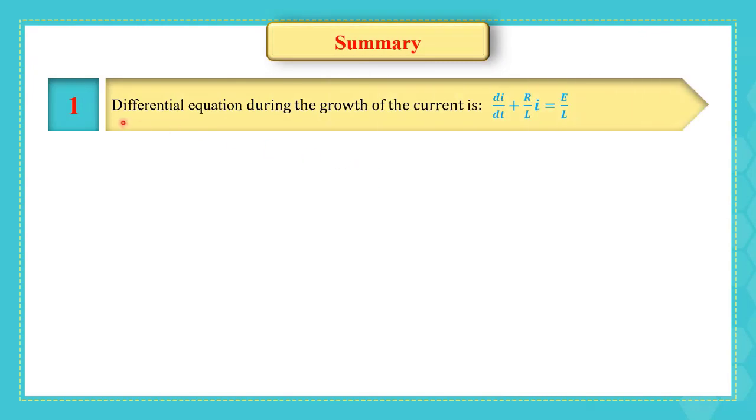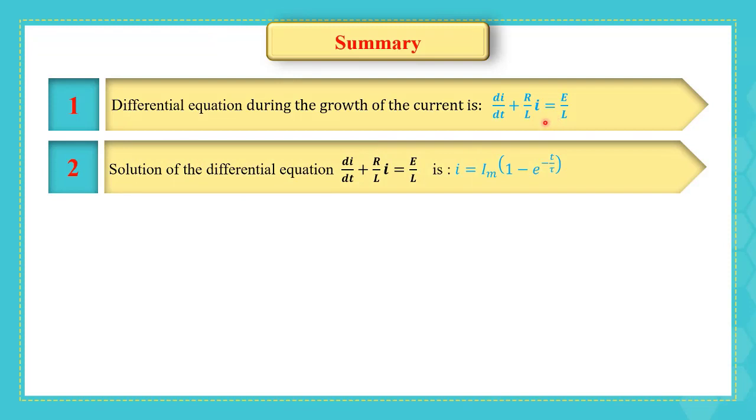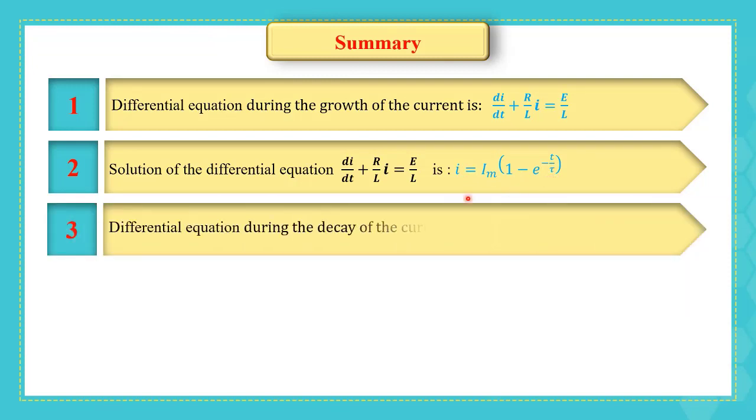Now let's remember from the previous video, the differential equation during the growth of the current is di over dt plus r over L i equals E over L. The solution of the differential equation is i equals I maximum times (1 minus exponential minus t over tau).